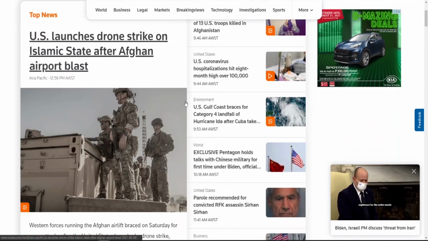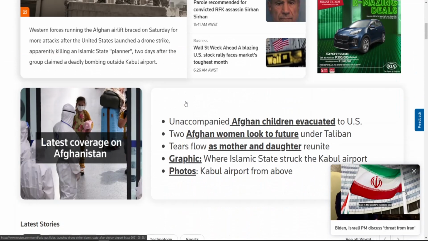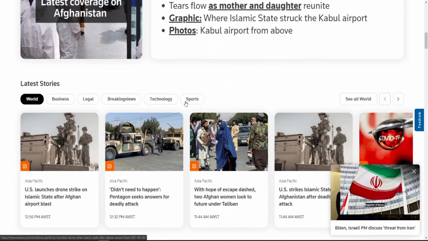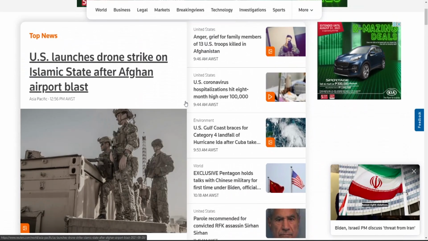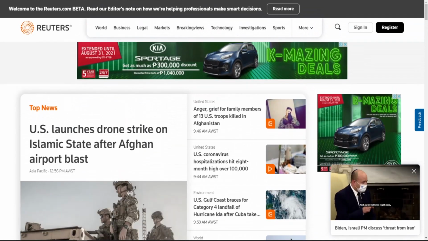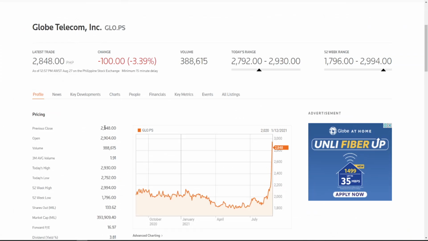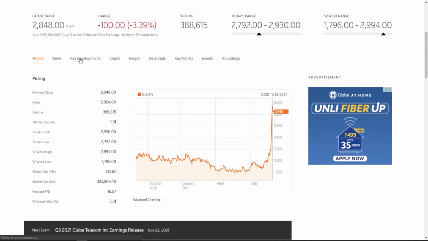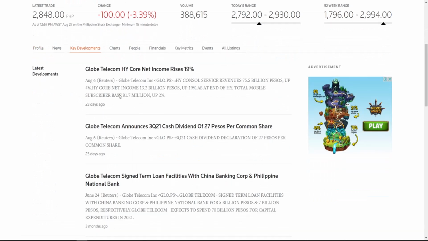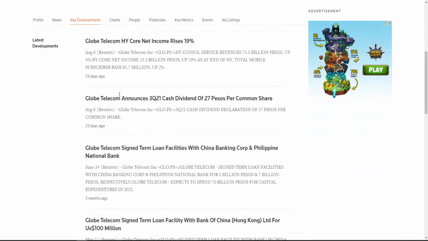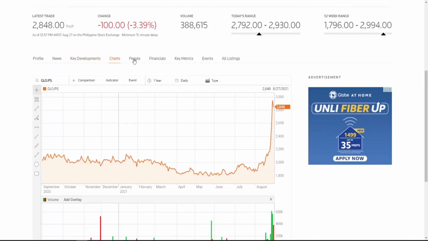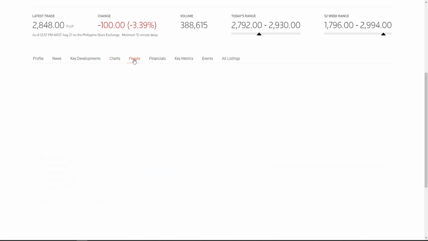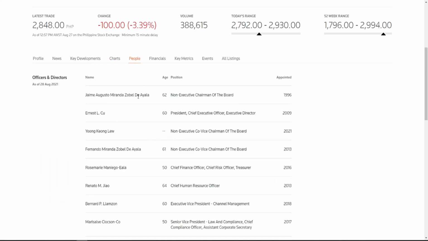Now, it's almost the same as Investing.com and MSN. They also have current news, what's happening to the world and everything, from the different markets like crypto, bonds, commodities, etc. Same with the other two, an overview of the company, current news, but what I like here is the key developments, which is something to take note on for the company you are investing in. You also have charts here if you also analyze companies with it. So in their leadership, they have the position of the person and what year they were appointed.